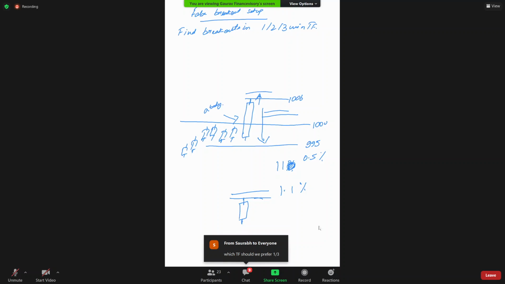What if a 2-minute candle closes above the resistance, but a 5-minute candle closes below? You have to stick to your setup. You have seen that a 2-minute candle has closed above that zone. Now you have to wait for its top to be taken out and take your entry. Which time frame should we prefer, 1 or 3? I take entries in the 1-minute time frame.